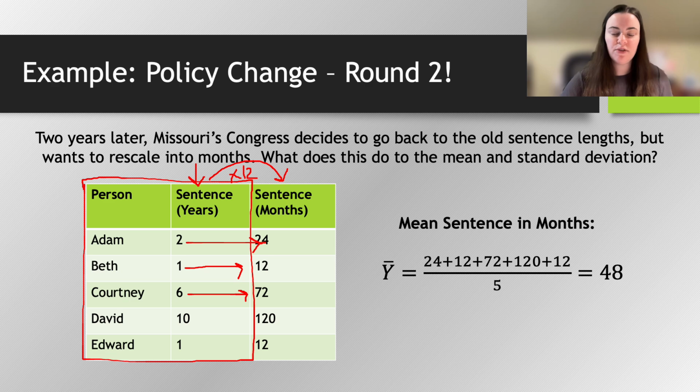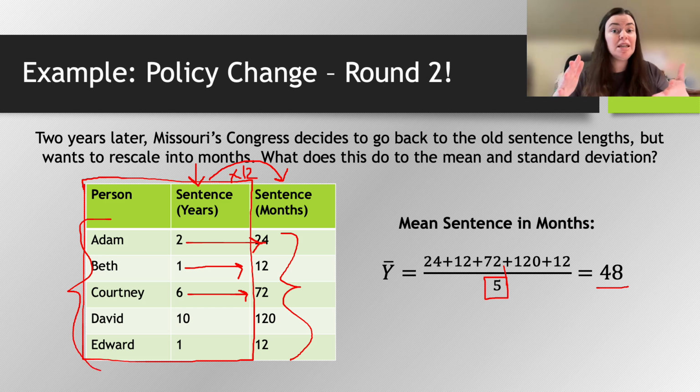And so what does that mean for our average? Well, if you recall from our original example, our mean value of sentence length was 4 years. If we do 4 times 12, we get 48 months, which is what I'm looking at here. If you wanted to do the math yourself, feel free to do so. You would simply add these 5 values together and divide by 5, because again, I have 5 defendants that we're working with here. But that's where I get that 48-month total. So our mean didn't change in this case, it was just rescaled from years to months.